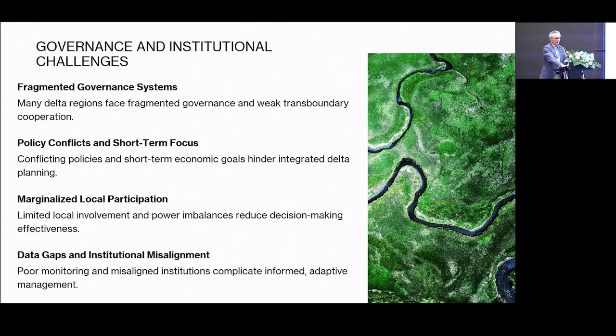Data gaps are also a challenge and create institutional mismanagement and also create scenarios which certainly are characterized by a lack of transparency. So poor monitoring and misaligned institutions complicate informed and adaptive management.